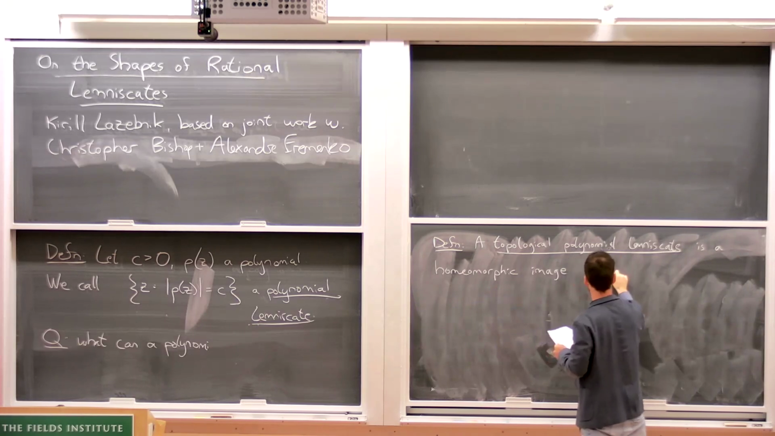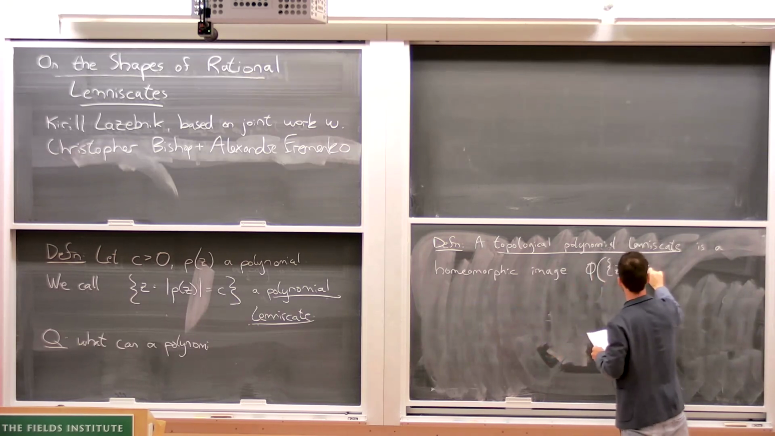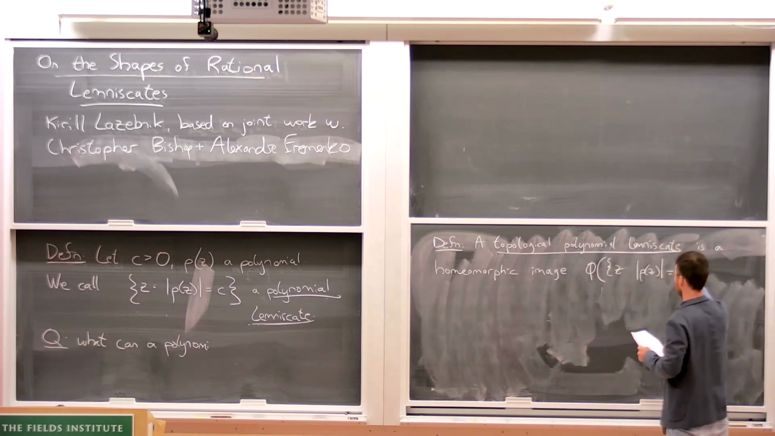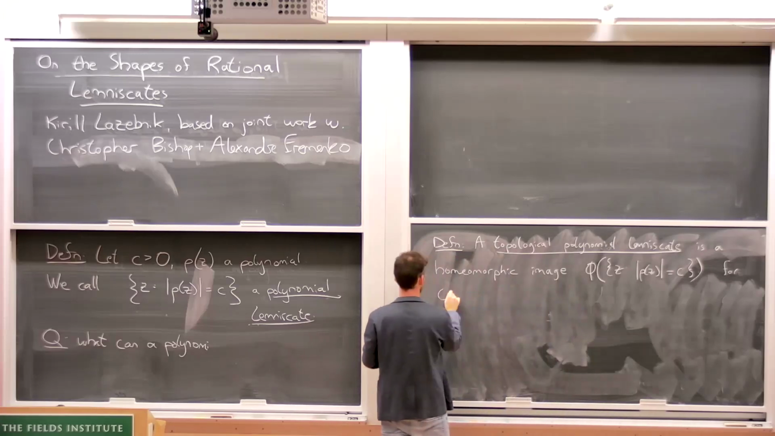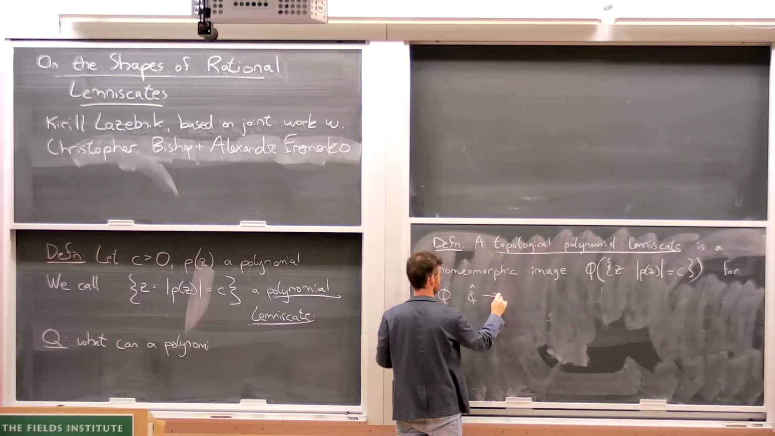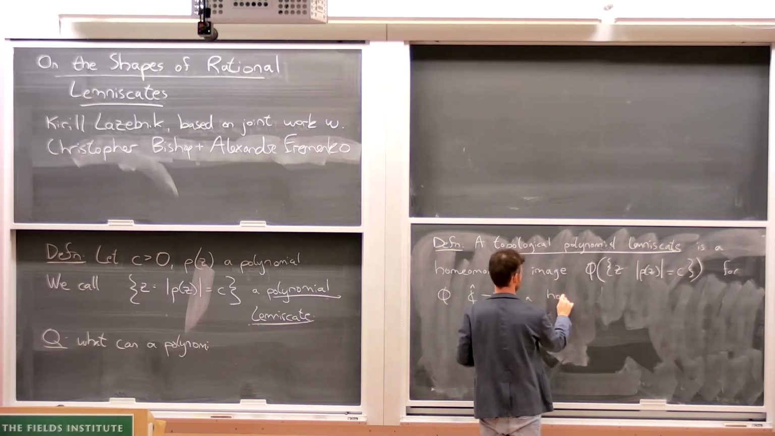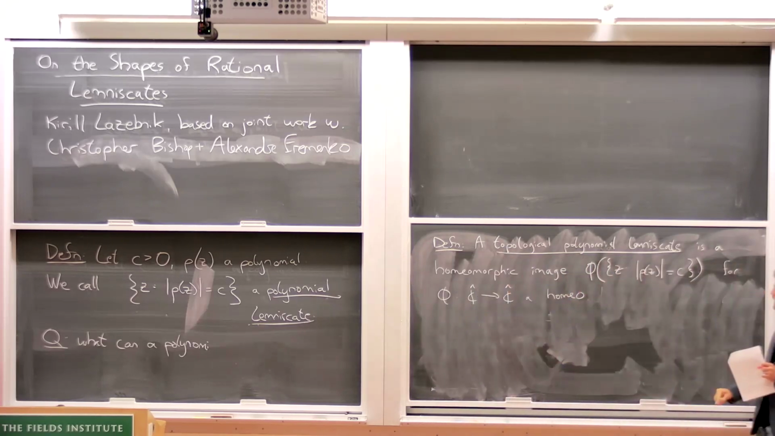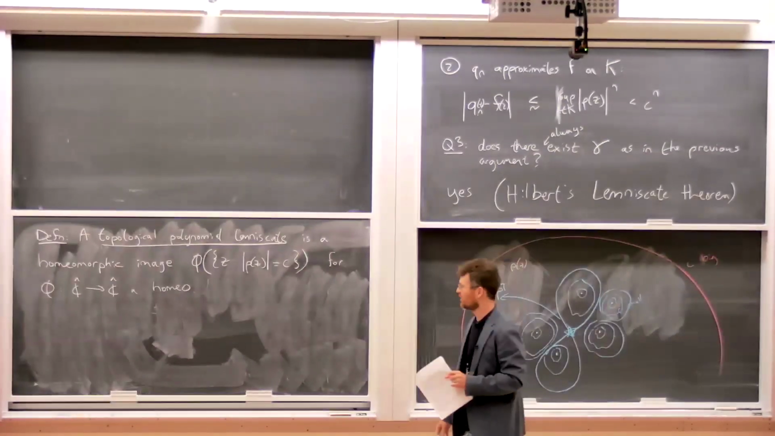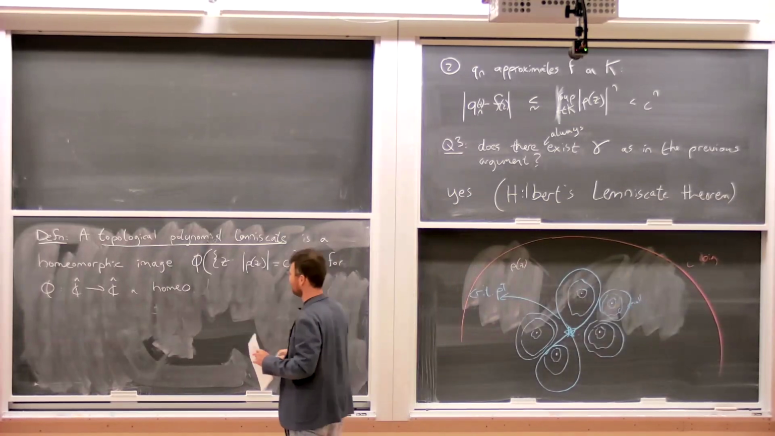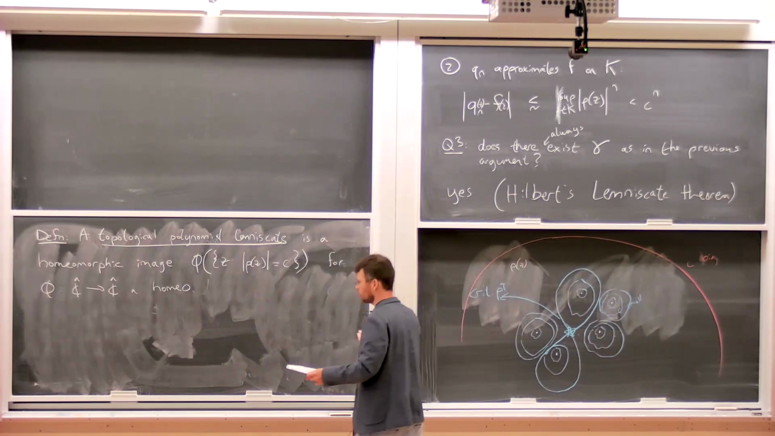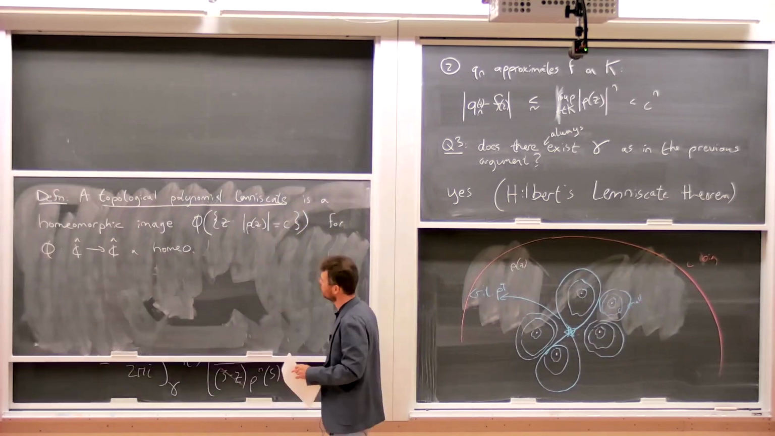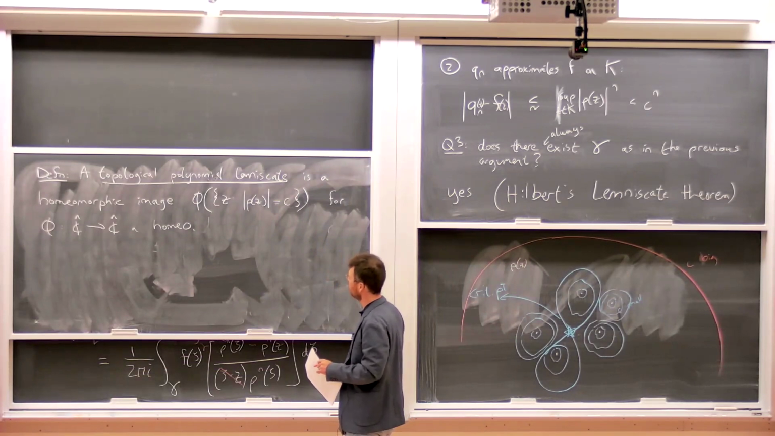Phi of the set Z, where mod P of Z is equal to C, for phi a homeomorphism. I had the bad luck of having my talk scheduled while they're cutting the grass. Okay, so it's something which has no topological obstructions to being a polynomial lemniscate.